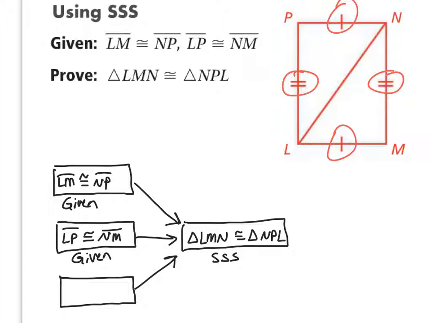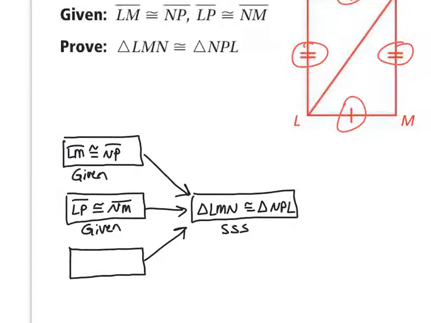Nice thing about flow proofs is that we now see, hey, we need one more piece of information, and then we're done. And this one more piece of information happens to be another side. How do I know I need another side? Well, because they told me to use side, side, side. Right? So looking at the diagram, we know line segment LN is what we're going to be working with.